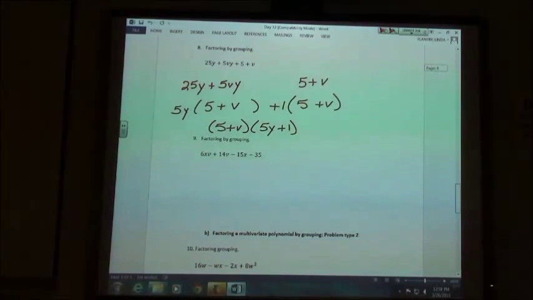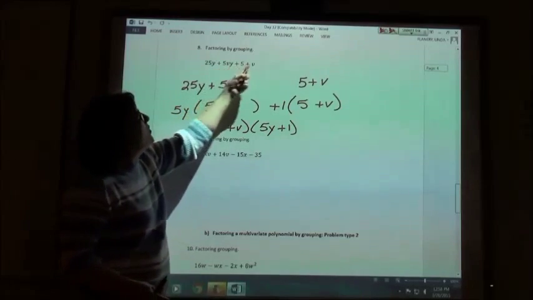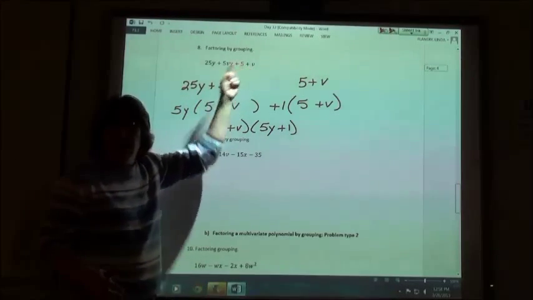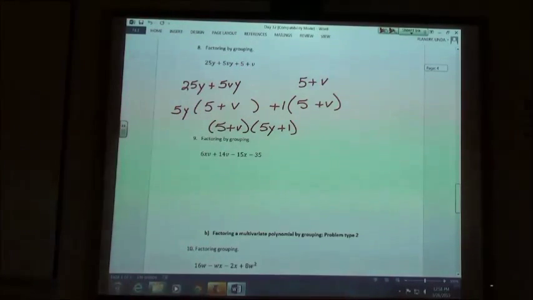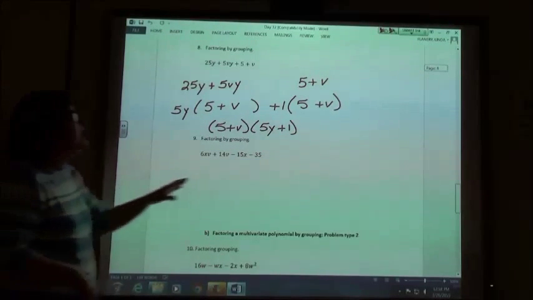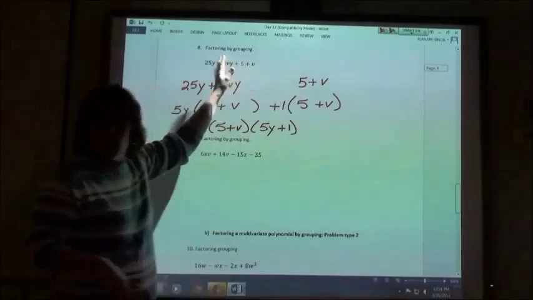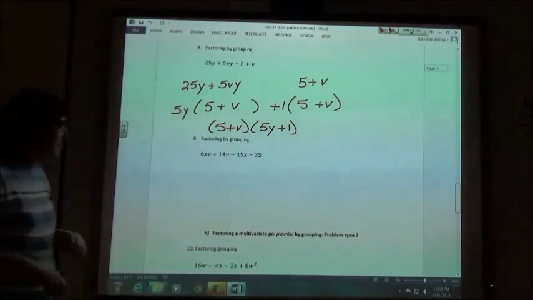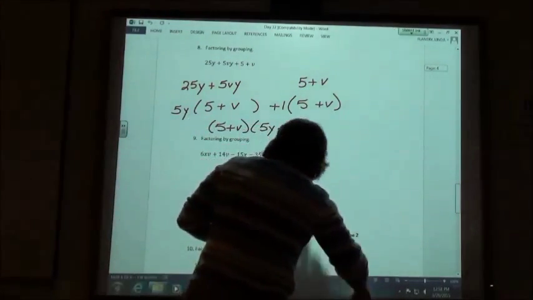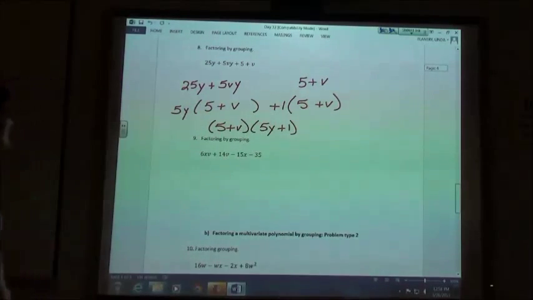And if you get stuck and confused and you think, well, that doesn't look like it's working out right, just regroup it and say, oh, maybe I want to put this one with this one because they both have v's. It should end up working out right as long as you start out with a pair that's in common. So if you get stuck and you think, man, I don't know what to do with this, just regroup it and try it again. Otherwise, it's a 1.